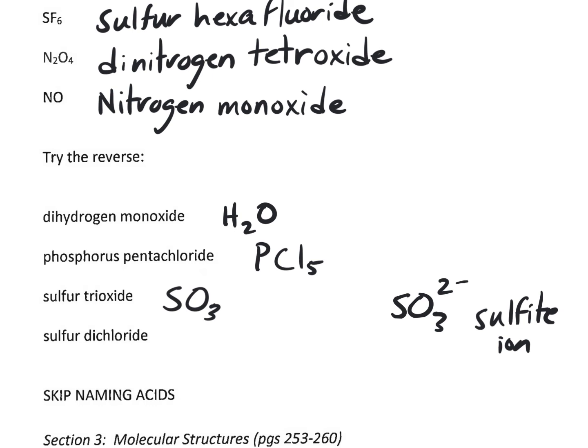What about sulfur dichloride? Sulfur, chlorine, 2. Sulfur dichloride. You can make a note here that we're not going to be naming acids. So when I assign the homework to you, if you run across an acid, just ignore it. There are some acid names that are sprinkled throughout the homework, so just ignore it if it says acid.